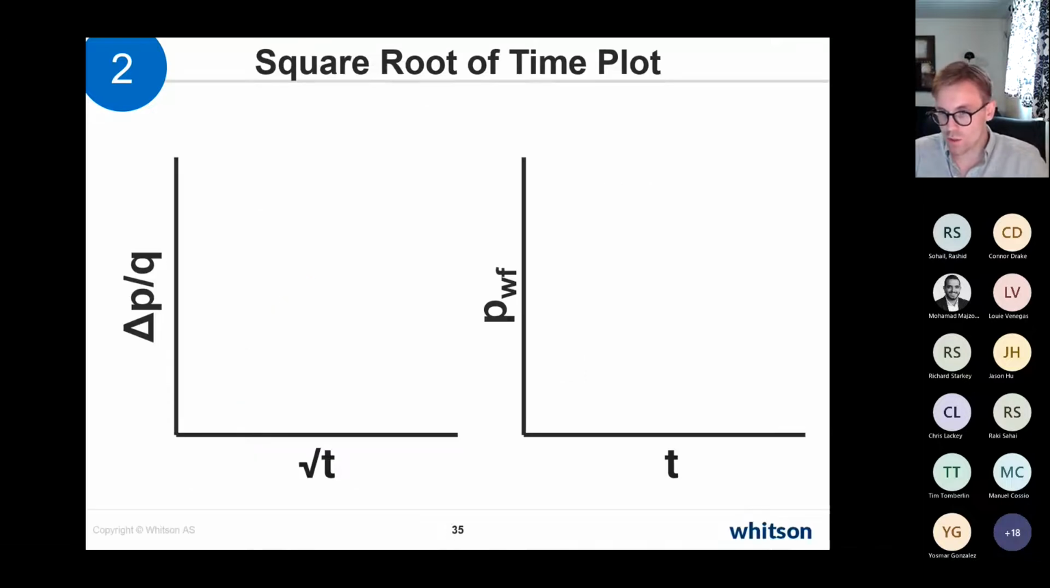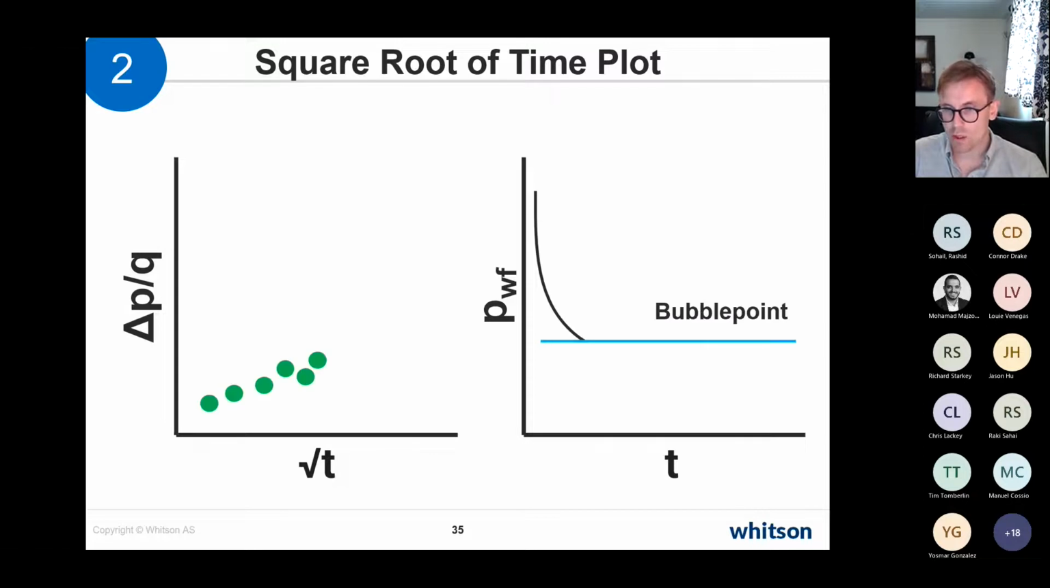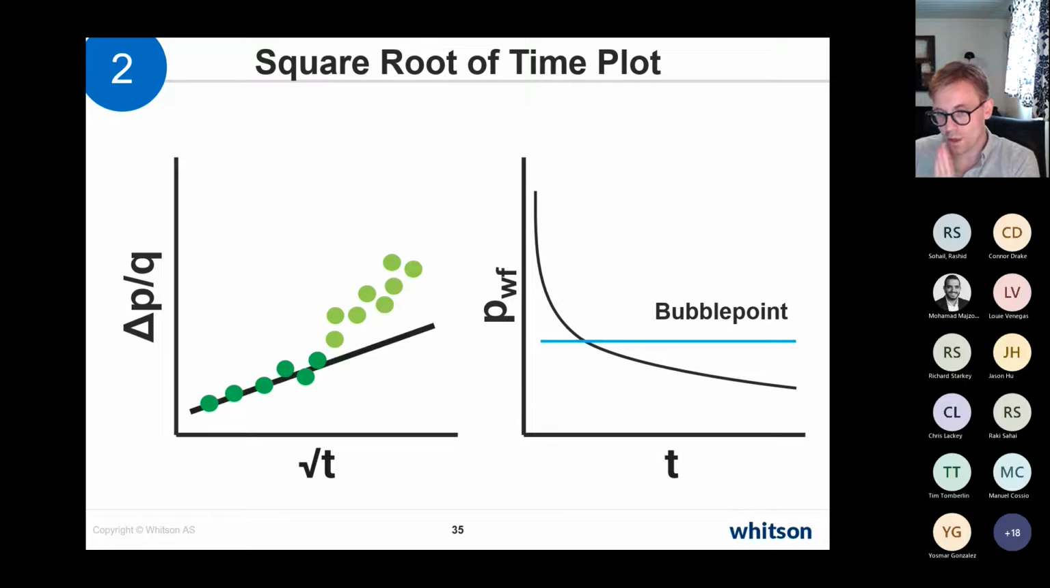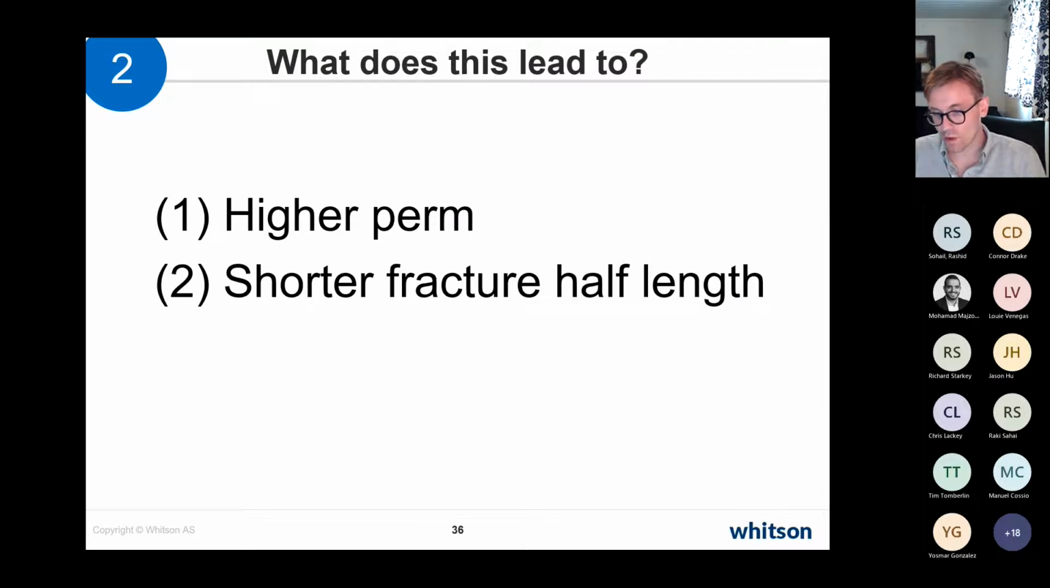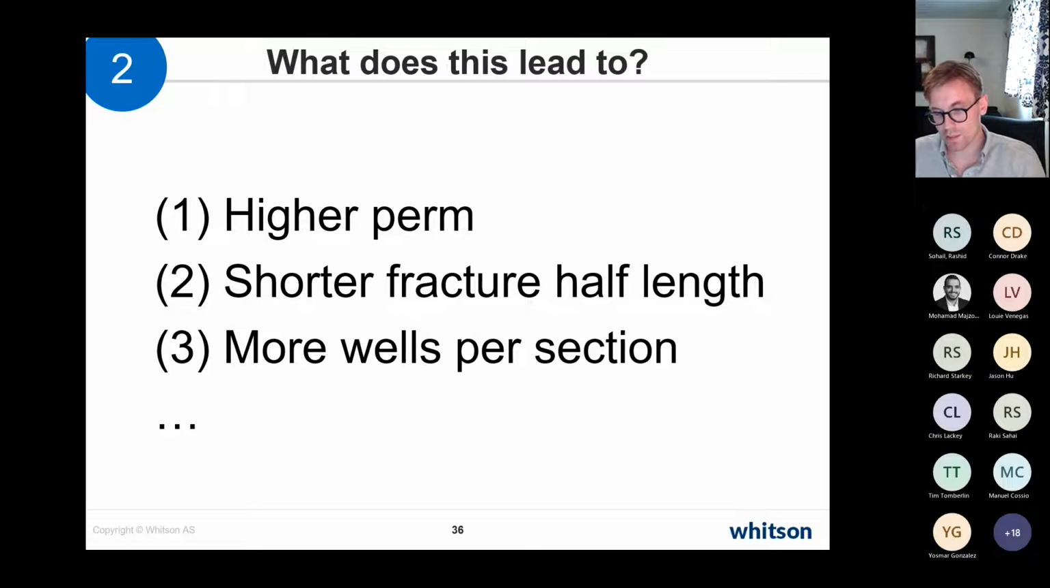solving. So to dumb it down a little bit, if we have our square root of time plot, we plot the points above the bubble point. That gives us one slope. Then when we plot the points below the bubble point, we get a different slope. This different slope has nothing to do with boundary effects. So if we then pick a time to end of linear flow based on these apparent boundary effects, we actually end up with a too small of an oil in place. That will then lead to higher permeabilities, shorter fracture half lengths, and typically justifying more wells per section. And you all know the story from there.